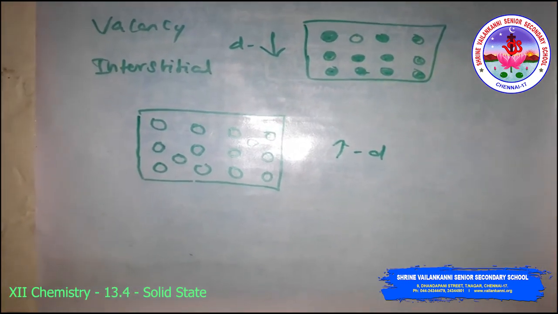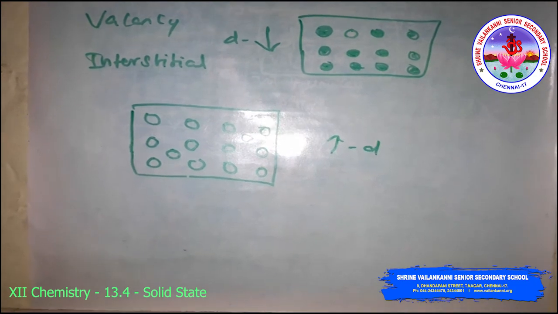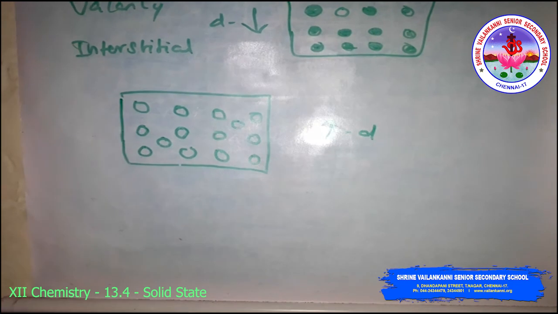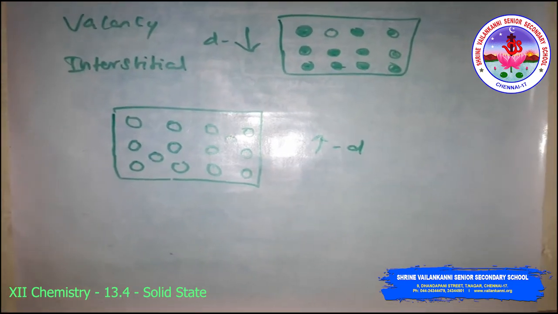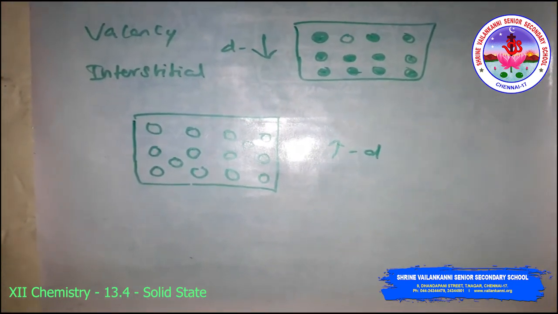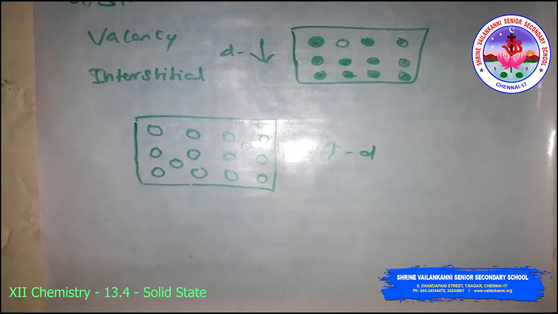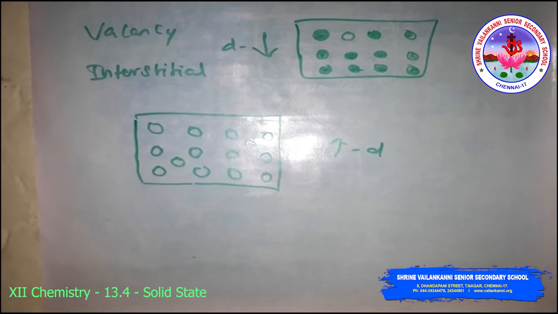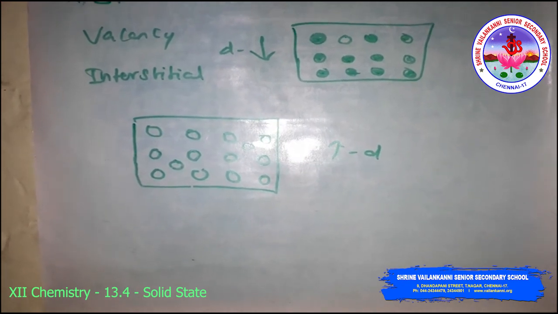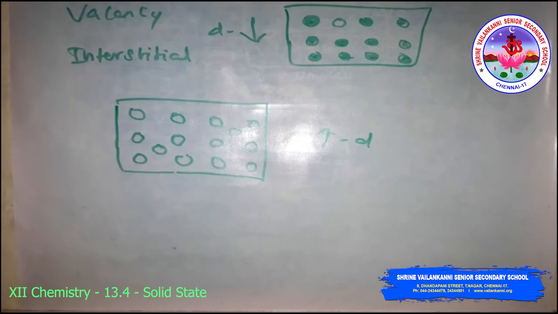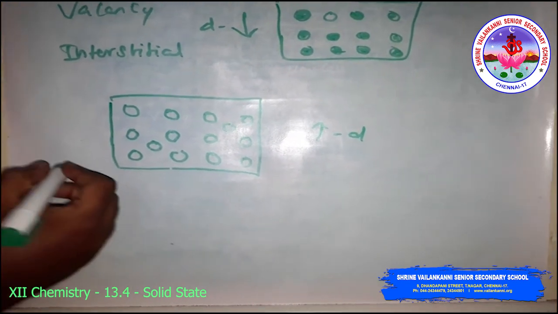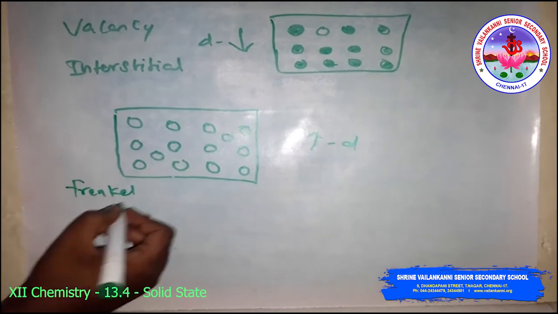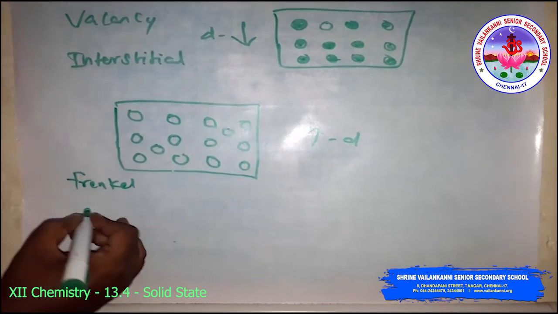Then the stoichiometric defects, the vacancy and interstitial defects, explain the non-ionic solid. This is for the non-ionic solid. Suppose the ionic solids must maintain electrical neutrality rather than the simple vacancy or interstitial defect. For ionic solids, this shows the Frenkel and Schottky defects.